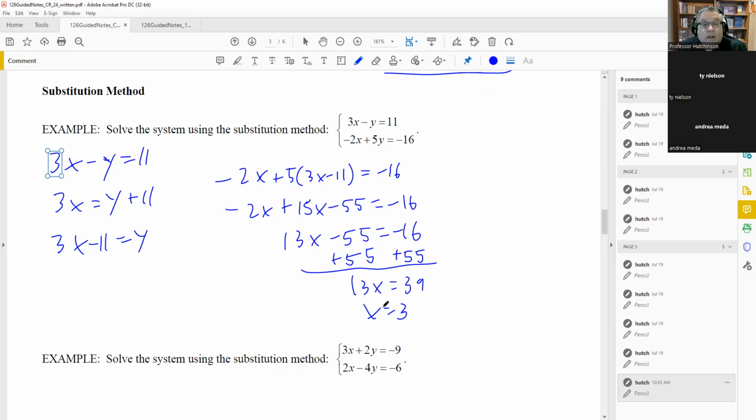But this is not our final answer, because remember that these types of sets of equations, systems of equations here, require you to get a coordinate as your answer.